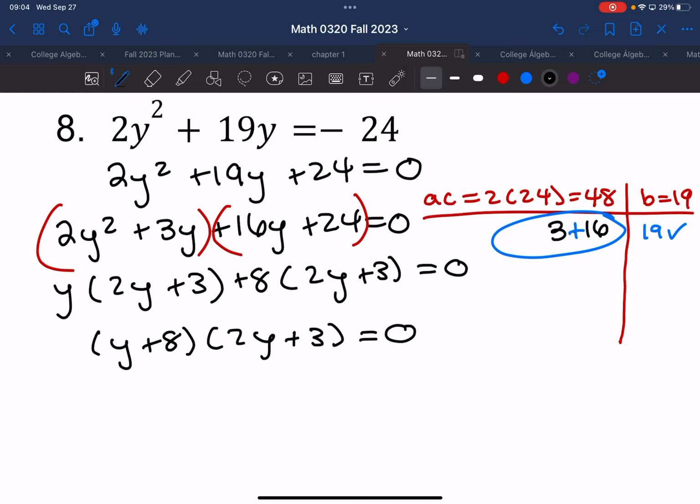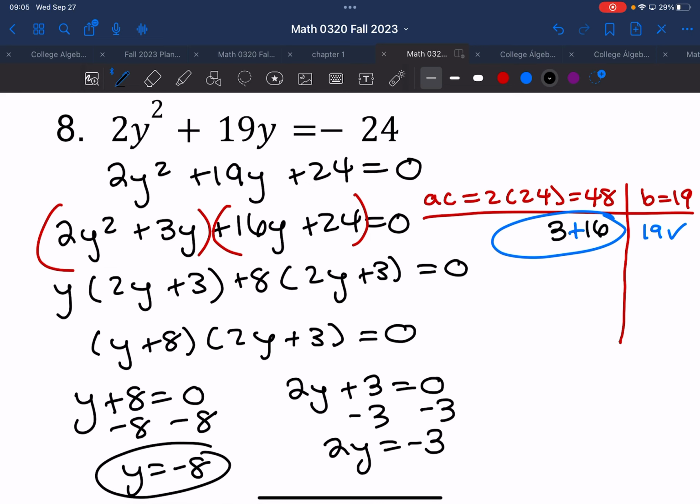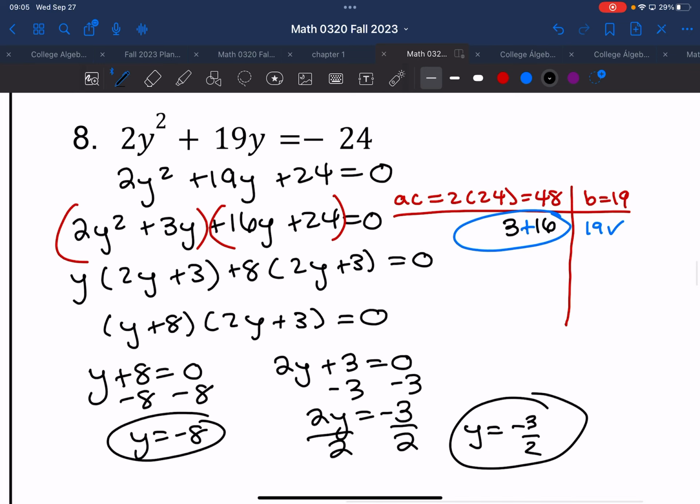But since I have my factors equal to 0, I need to solve by setting them each equal to 0. So I can solve for y. So in my first one, I would subtract 8 over, and I get y equals negative 8. And in my second one, I would have to subtract 3, and I get 2y equals negative 3. Divide by 2, I get y is equal to negative 3 over 2. So those are my answers.